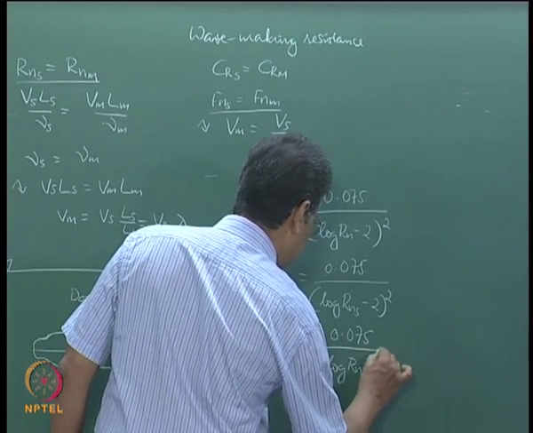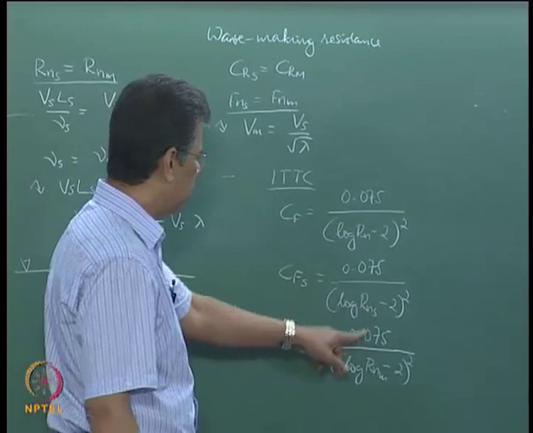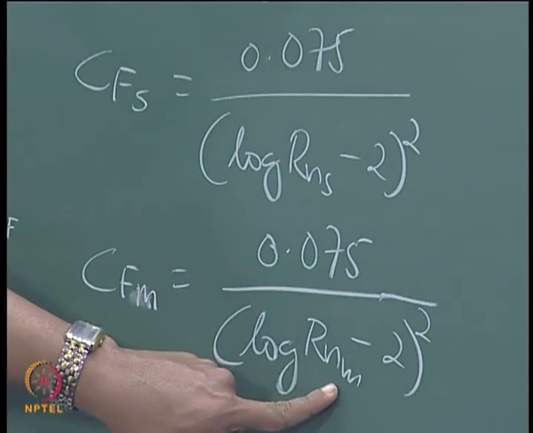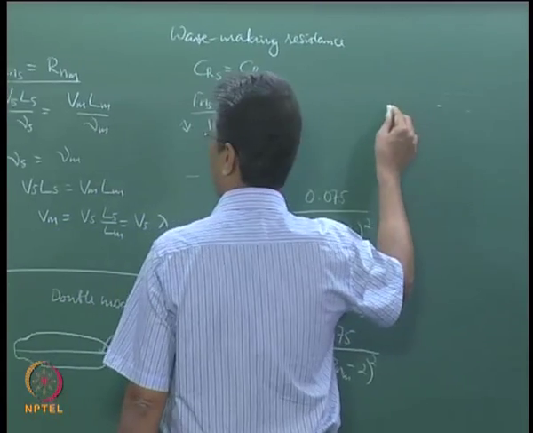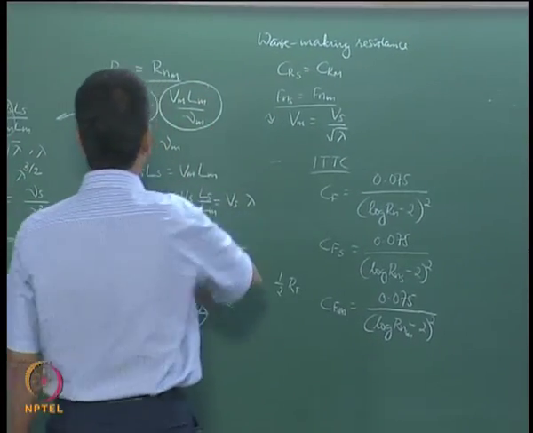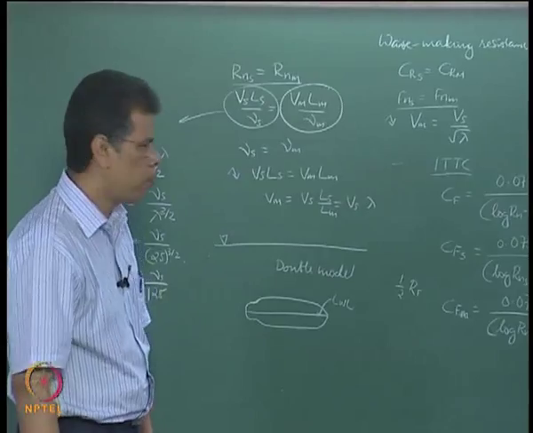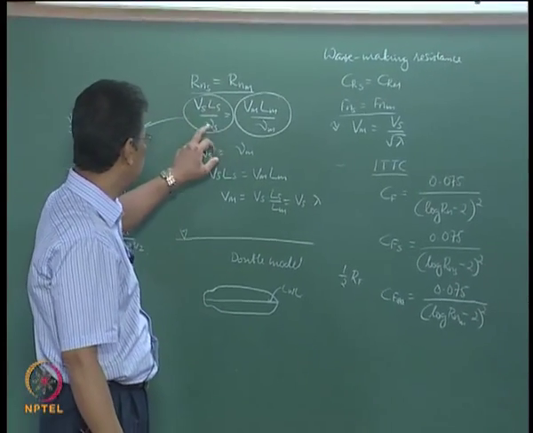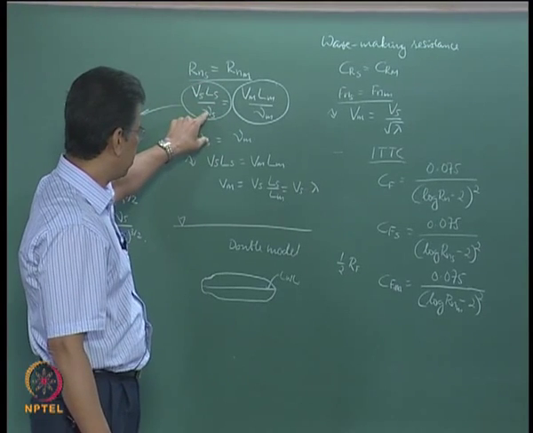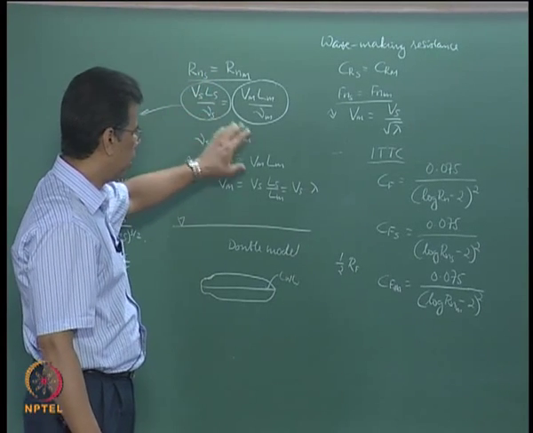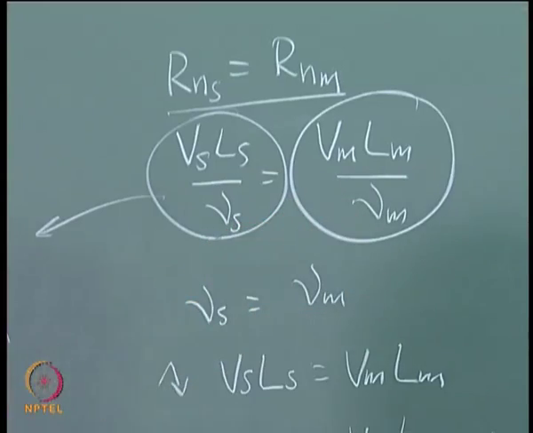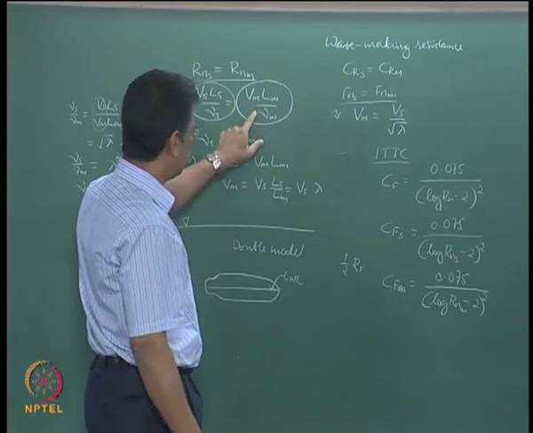So the only difference here is the Reynolds number. If you are using CFS, the Reynolds number of the ship should be used, and if you are using CFM, the Reynolds number of the model should be used, and you know that the Reynolds numbers of the model and the ship are given by these relations. Once you know the velocity, length and kinematic viscosity of the ship, the kinematic viscosity of the ship meaning that of sea water, you get the Reynolds number of the ship, substitute there, and straight away get CFS, or if it is for the model, use this relation.